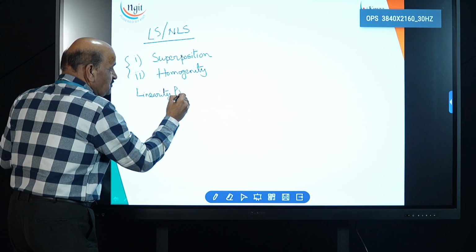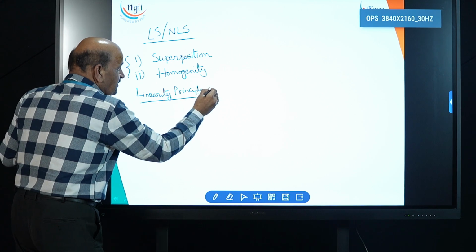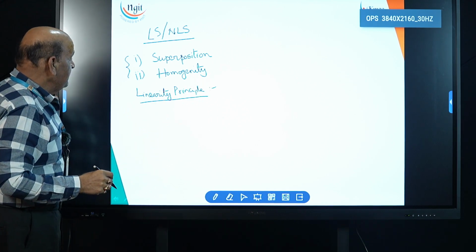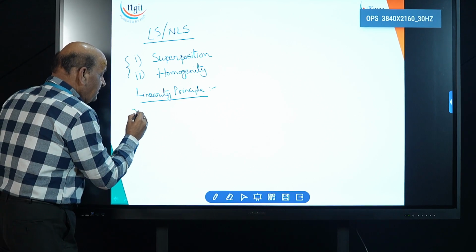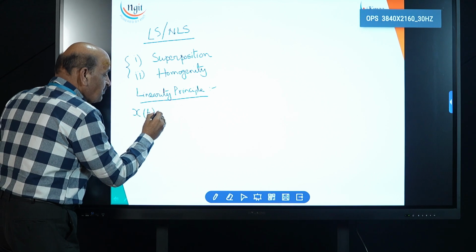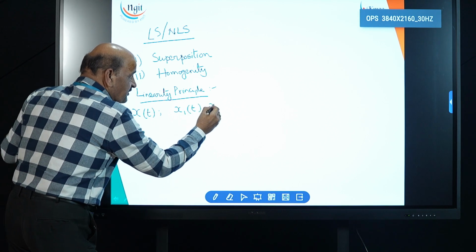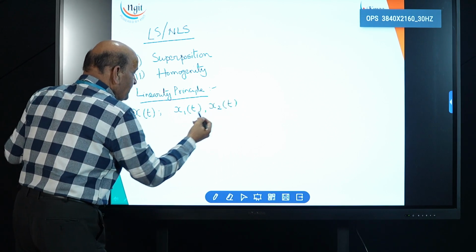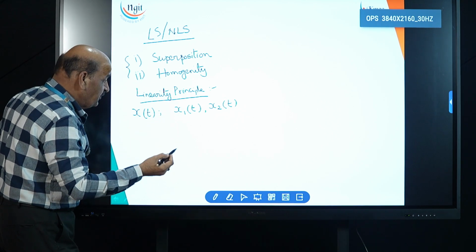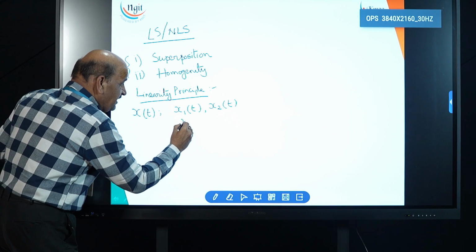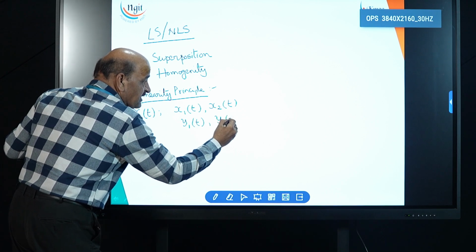Next step, we have to verify the linearity principle. Now just look at, in the linearity principle, what is happening? Linearity principle means what? A signal x of t will be given. From this signal, create two different signals, x1 of t and x2 of t. These two are inputs. We have to find the corresponding outputs. For the signal x1 of t, let y1 of t be the output. Let y2 of t be the output.